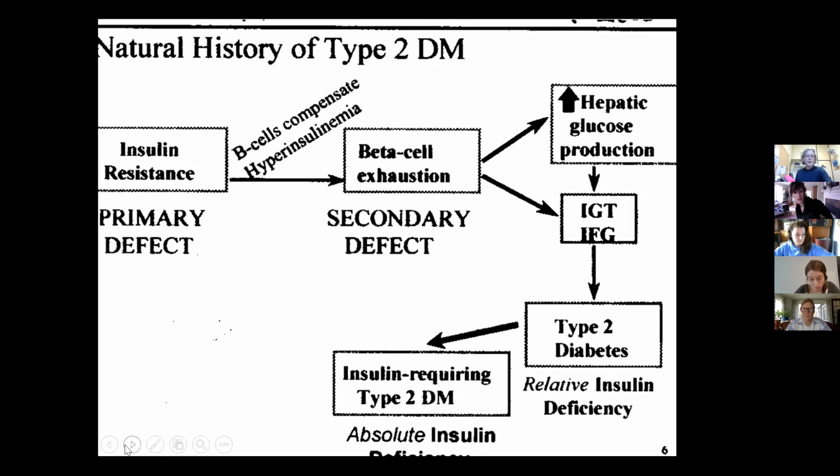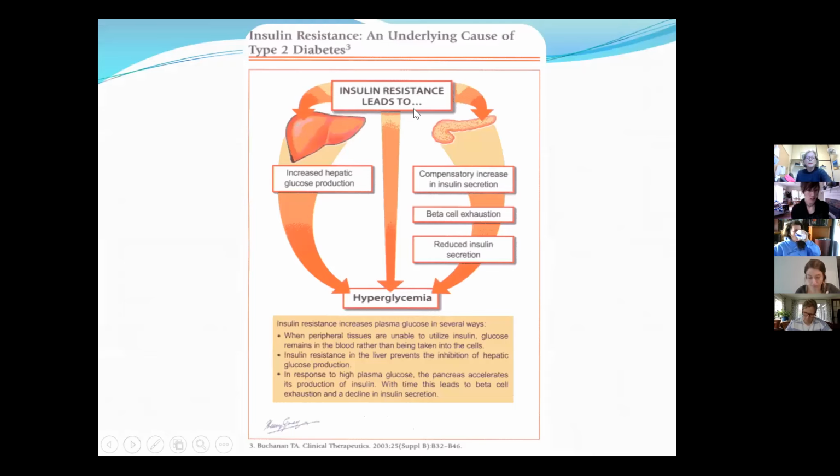And I have one other slide here to show you that basically talks exactly about what I just said. So it all starts with insulin resistance. And that increased hepatic glucose production factors into the hyperglycemia. But additionally, the beta cells become exhausted. They reduce their insulin secretion, and that also leads to the hyperglycemia. So now what started up here affected different systems and results in the hyperglycemia.